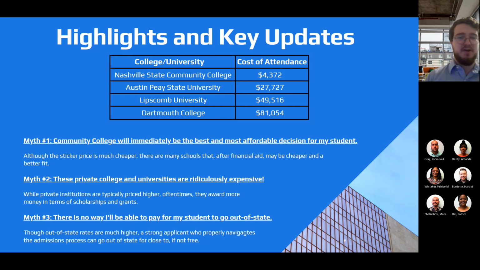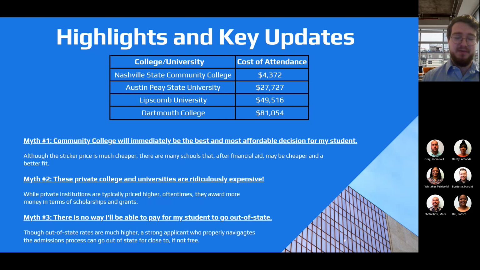The second myth is that private colleges and universities are always going to be ridiculously expensive. Again, in the same vein as the first myth, it is true that private universities do have much higher sticker prices. However, a lot of these schools have very large amounts of money dedicated to being given to students specifically for financial aid. So they're usually able to give more students scholarships and grants. And there are a handful of universities that have committed themselves to covering 100% of demonstrated financial need as seen on the FAFSA.